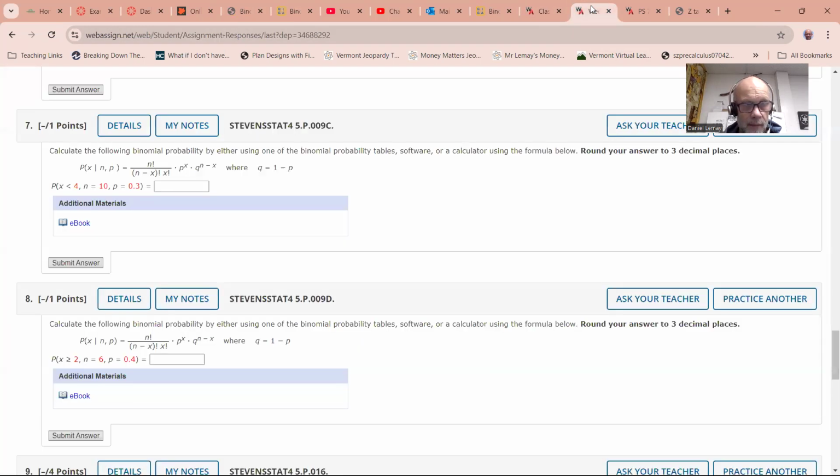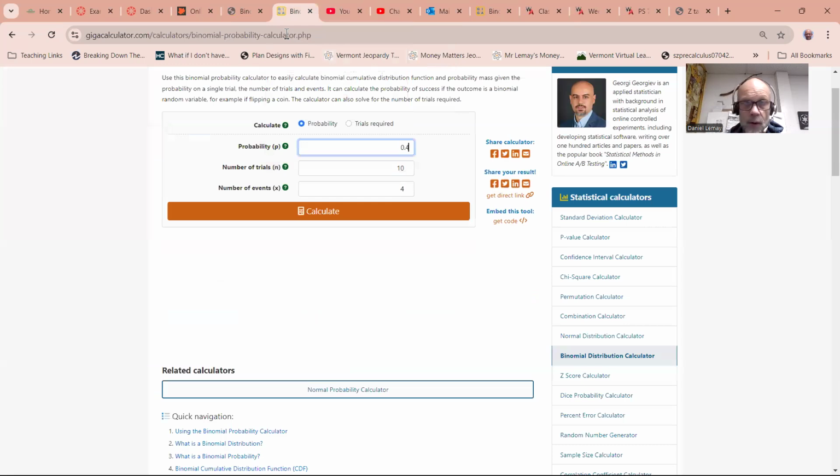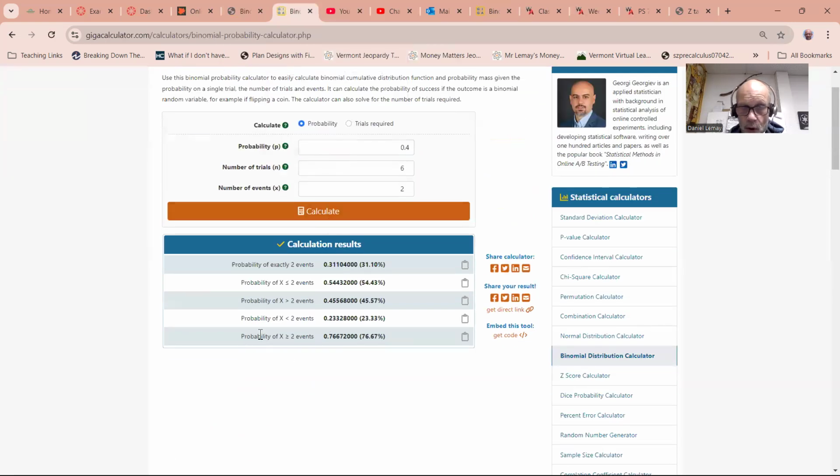2 or more. So probability is 0.4. I have 2 and 6. 0.4, 2 and 6. So 0.4, 6, 2, not 25, Dan. 2, that would give me an error. Calculate. And then you can see 2 or more is right there.